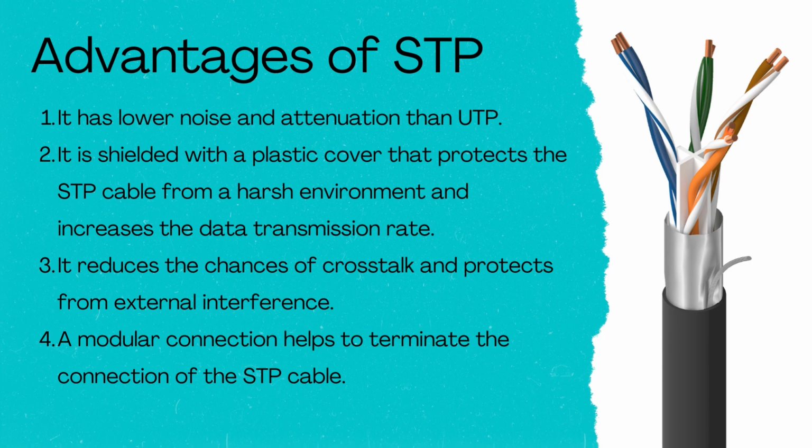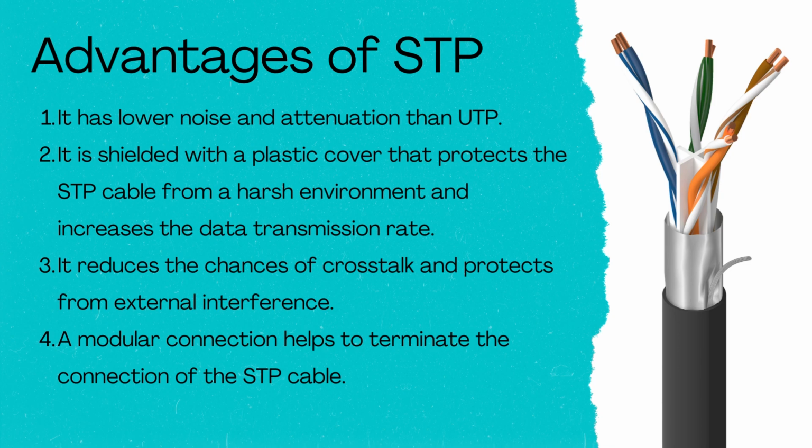Okay, so advantages of STP, lower noise and attenuation. We mentioned that there's attenuation, which is degrading the signal strength along the cable, but with STP it's lower than UTP. And STP cables are shielded with a metal layer that helps reduce electromagnetic interference, the EMI, and radio frequency interference, RFI. So this shielding results in lower levels of noise and attenuation in the cable.